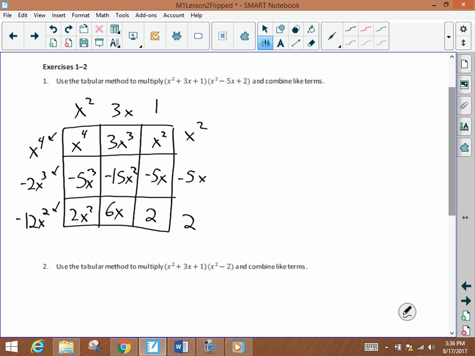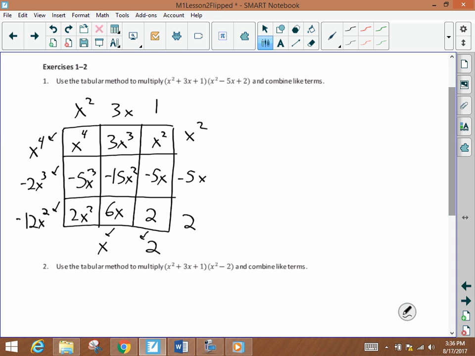Right? Looking at the 6x, I have a like term up and to the right of it. It's negative 5x. When I add those, 6x plus negative 5x, or 6x minus 5x, is x. And the 2 has nothing up and to the right, so it's just going to come out.